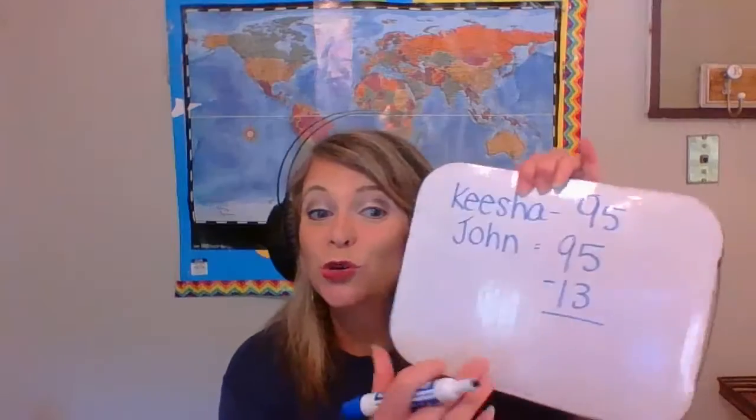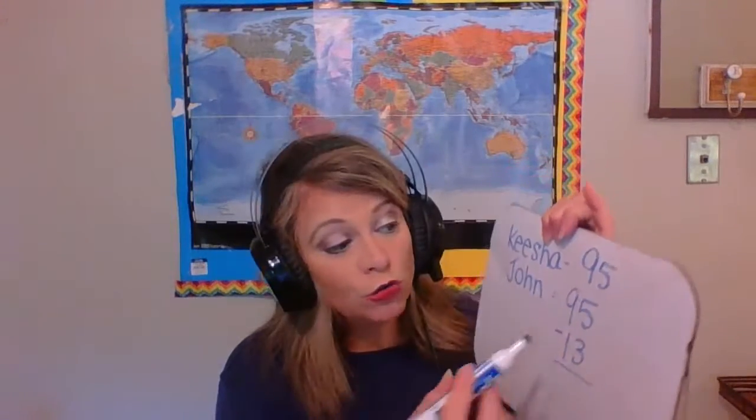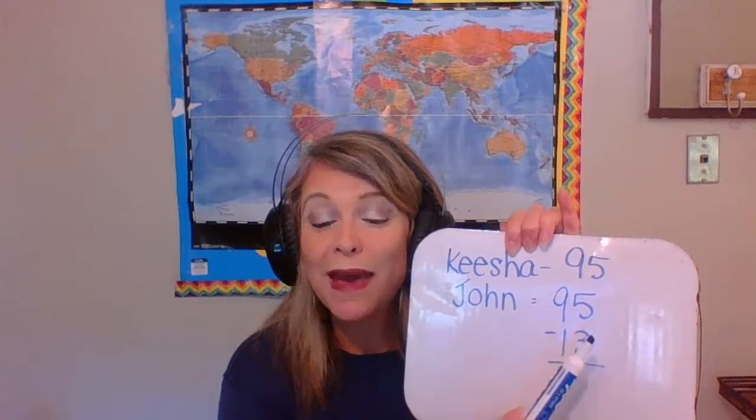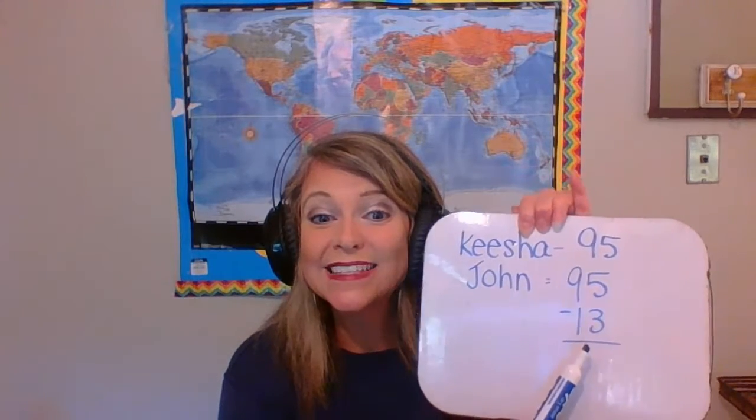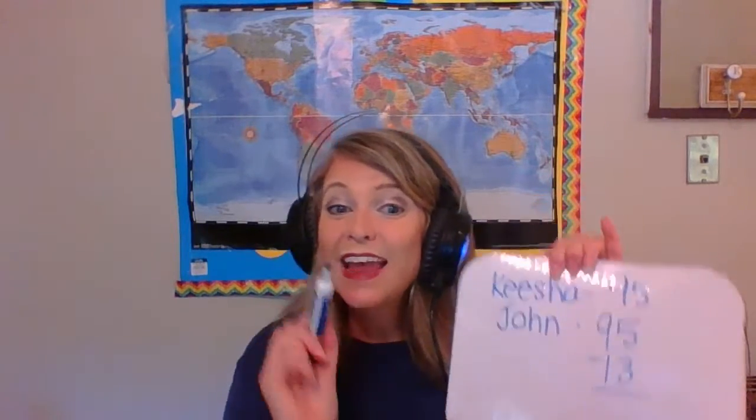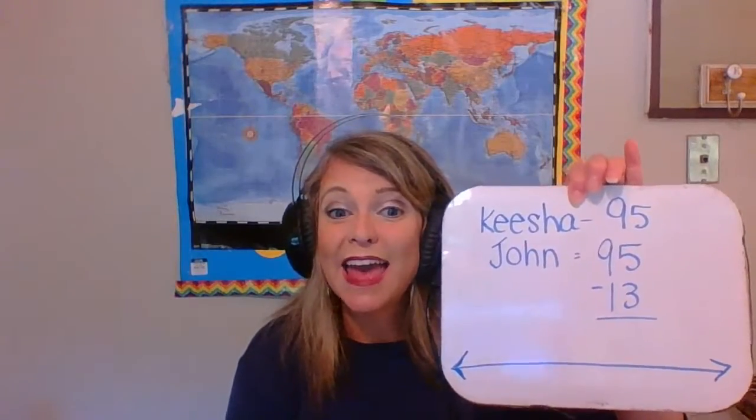What operation would we choose here to find John's score? If we know it's 13 points less, we're going to subtract. So John's score is going to be what Keisha made, the 95, minus the 13. Now, there's several ways we can solve that. We can solve it on an open number line, or we can subtract and borrow if we have to. Let's look at the number line first.